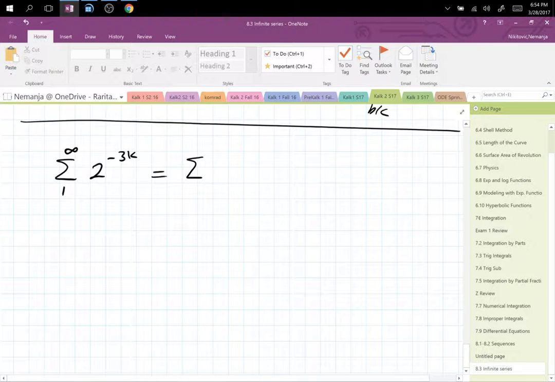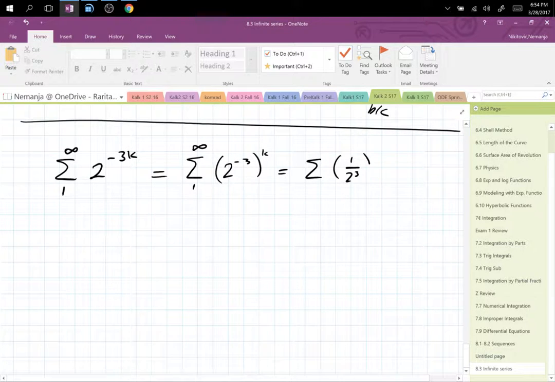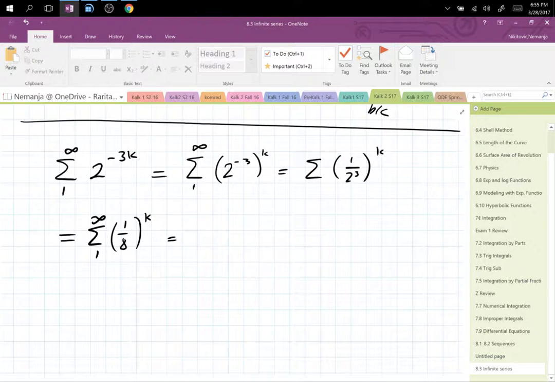Let's start rewriting this as 2 to the negative 3, everything raised to the k, because that's the power of exponents. And then we apply the minus sign, which makes this 1 over 2 cubed, positive, in the denominator, which will eventually tell us the sum from 1 to infinity of 1/8 to the k, which is clearly convergent because we memorized the test, right? Because 1/8 is less than 1.